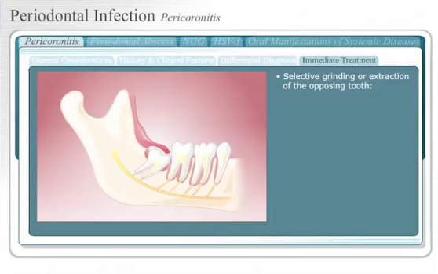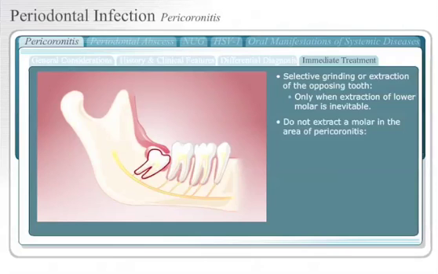Selective grinding or extraction of the opposing tooth may be necessary to eliminate trauma to the inflamed tissue. This may be considered in a situation where the extraction of the lower molar is inevitable and the opposing upper molar would have no function subsequent to the extraction. The extraction of the lower molar in the area of the pericoronitis is not recommended as the potential for secondary and more severe infection in the extraction site is high. In such a case, the extraction of the upper molar to relieve the trauma will hasten the recovery.